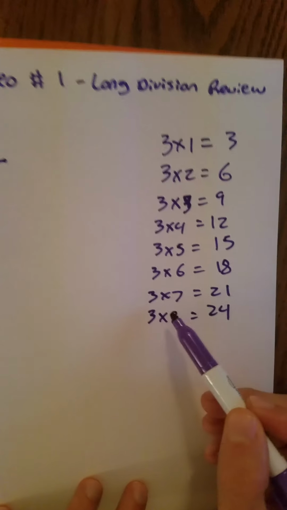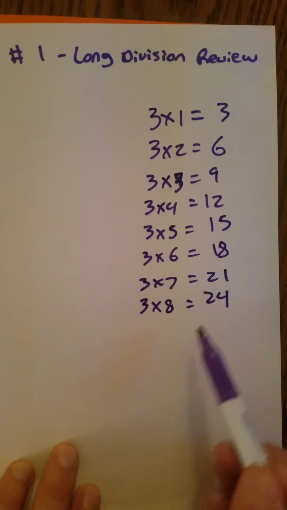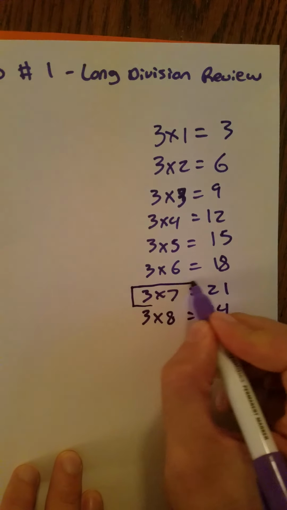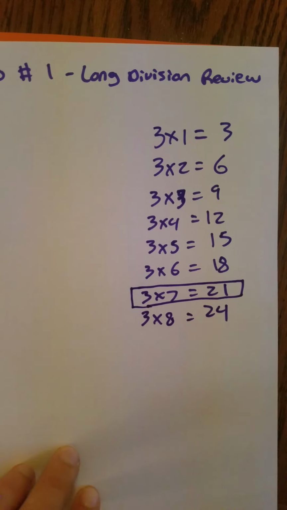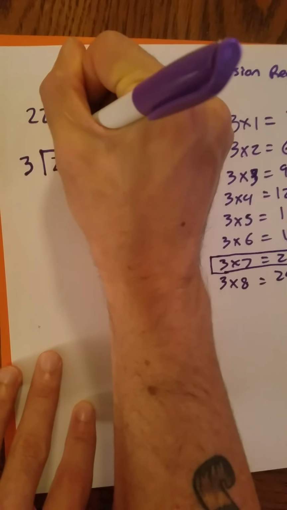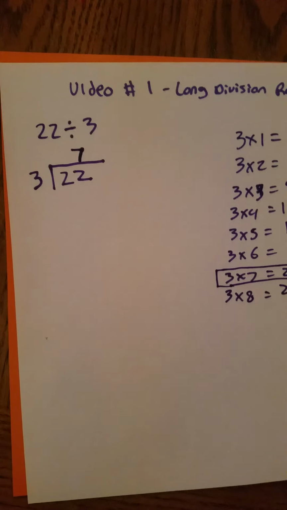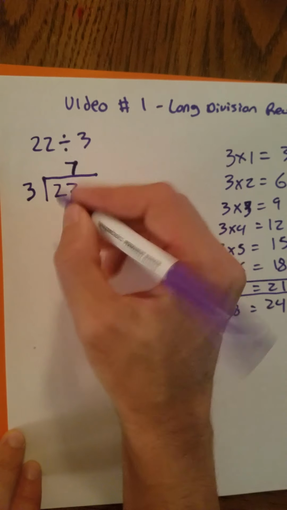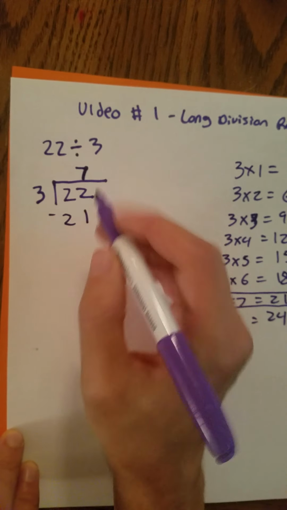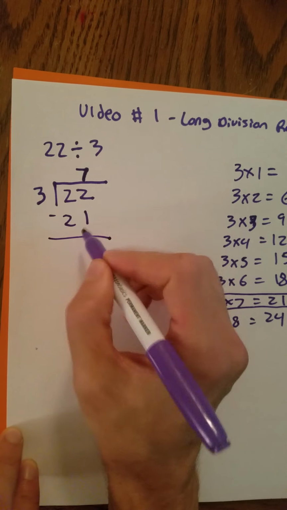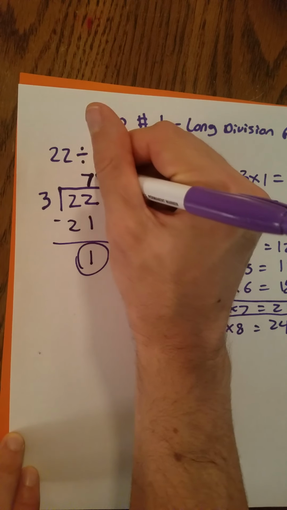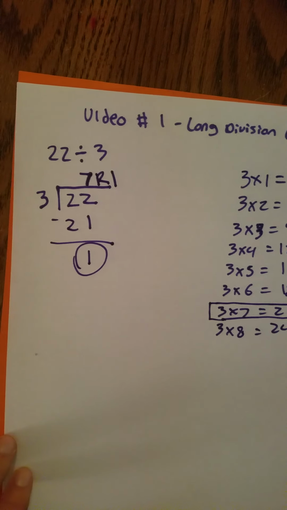And we know 22 doesn't break into 3 evenly because 22 is not a multiple of 3. The multiple that got us closest was when we multiplied 3 times 7. So we now know that 22 divided by 3 equals 7, but there is a remainder. To find that remainder, we're now going to multiply 7 by 3 and then subtract. 22 minus 21 is 1. So we have a remainder of 1. 22 divided by 3 is 7, remainder 1.